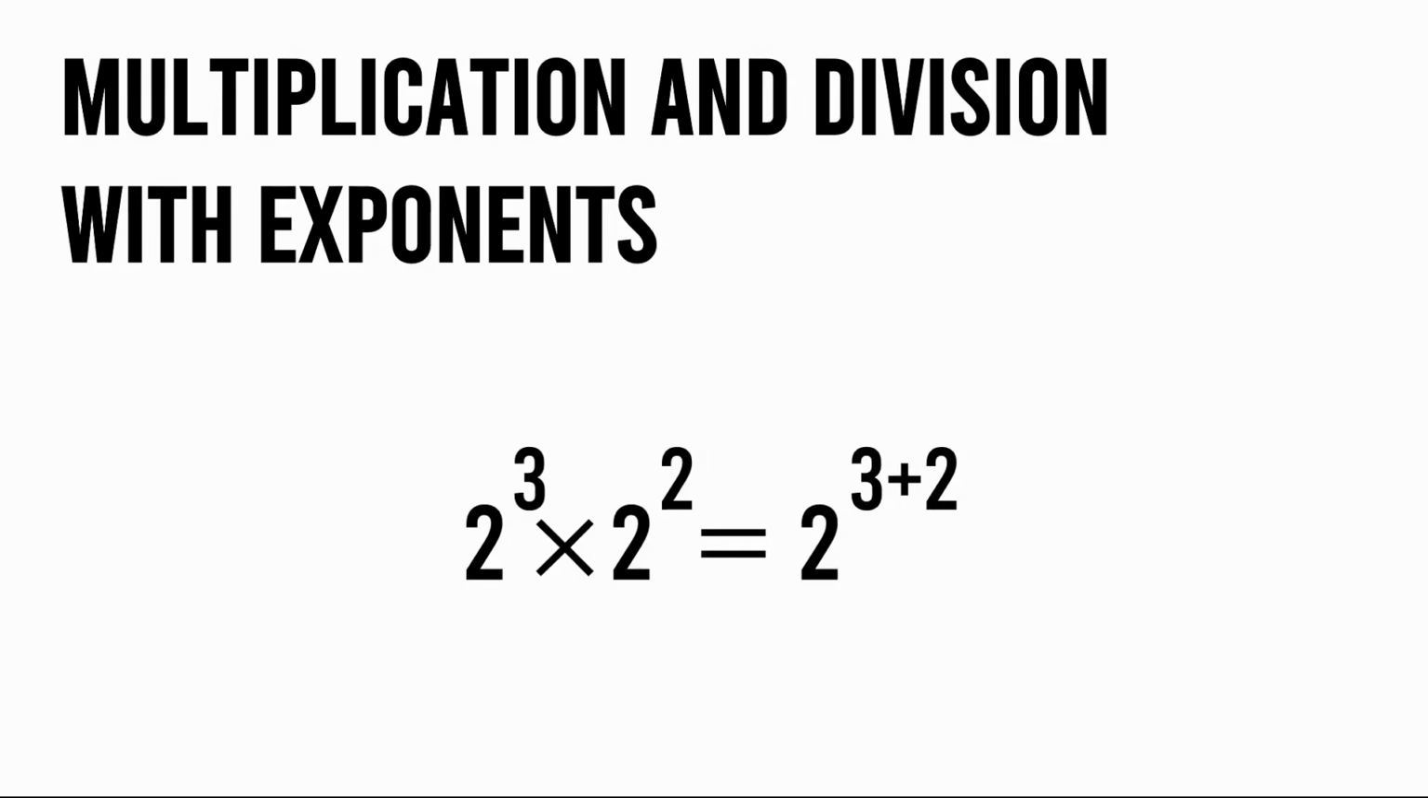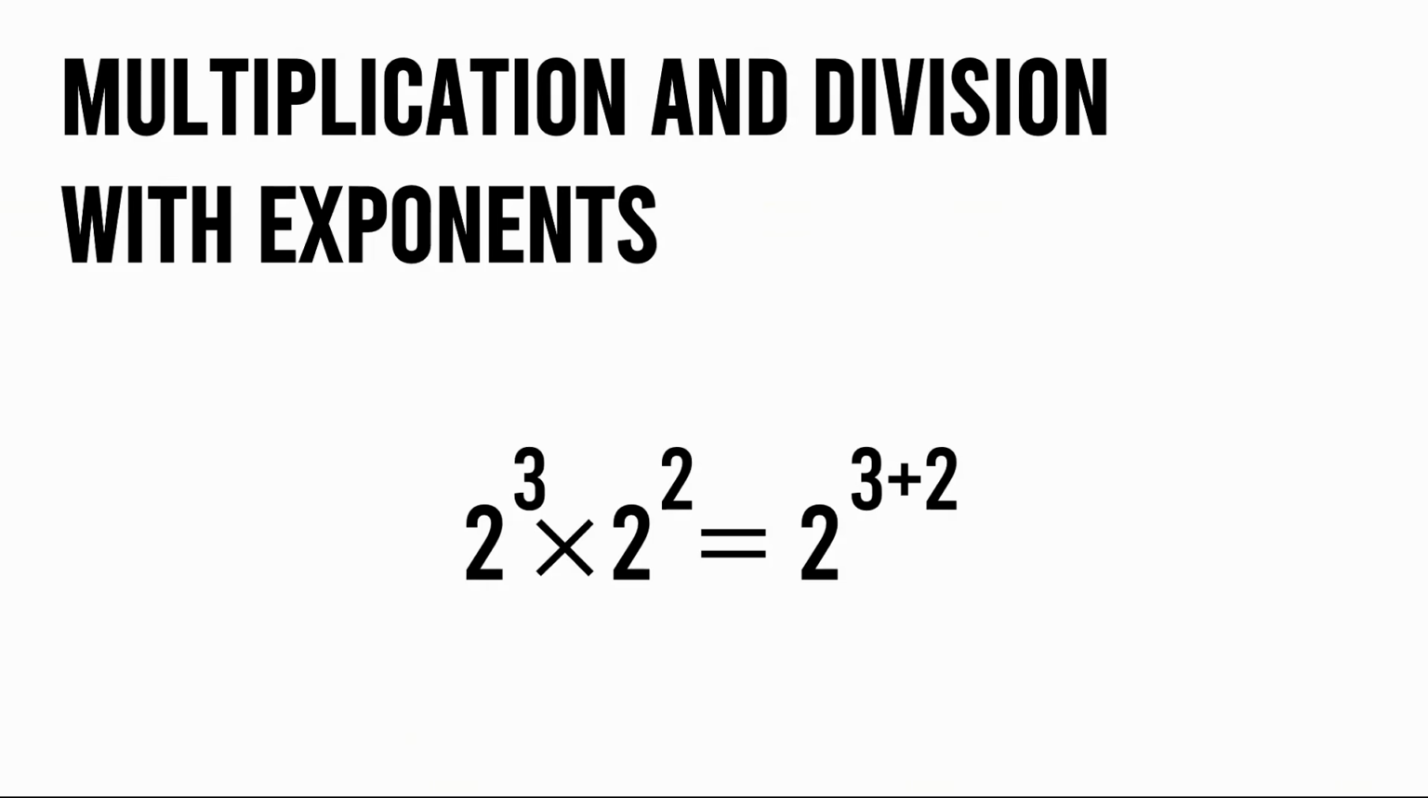When we multiply powers with the same base, we add up the exponents. This happens because each exponent represents how many times we multiply the base by itself. So, adding the exponents is equivalent to combining all multiplications into a single power.